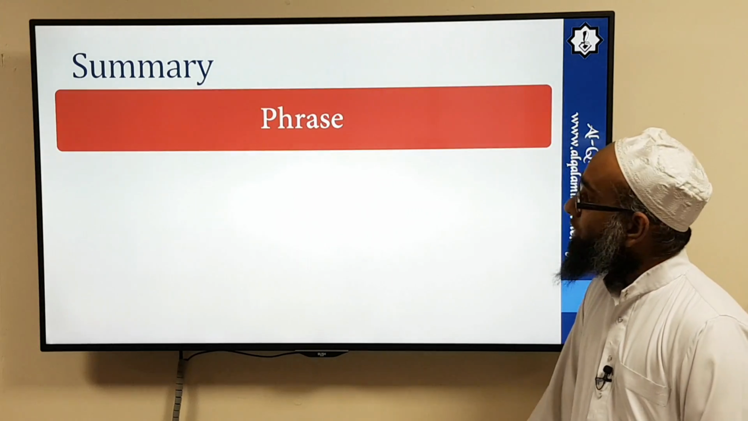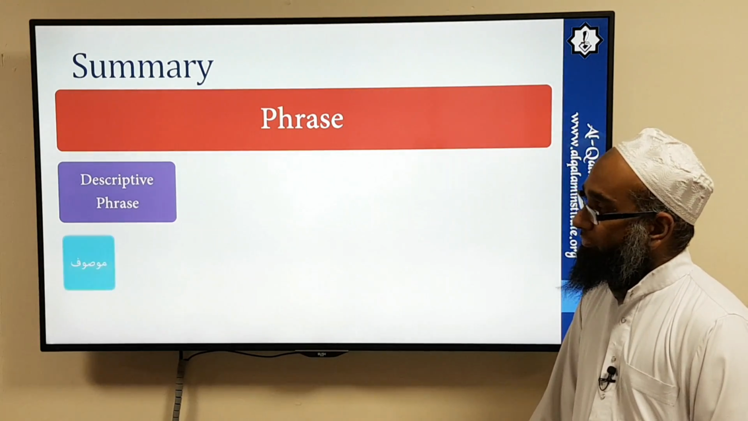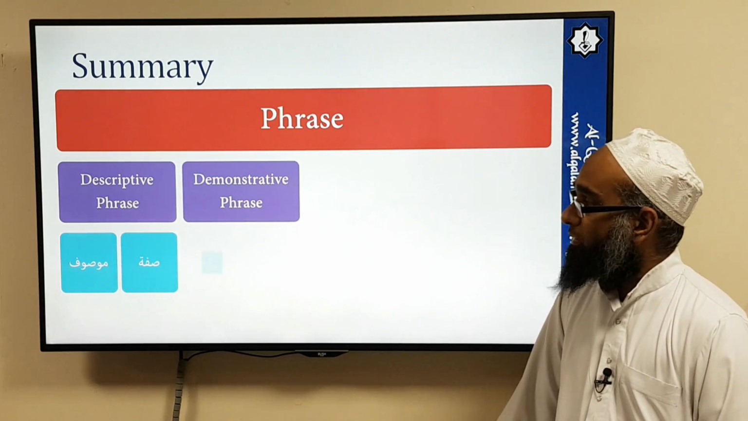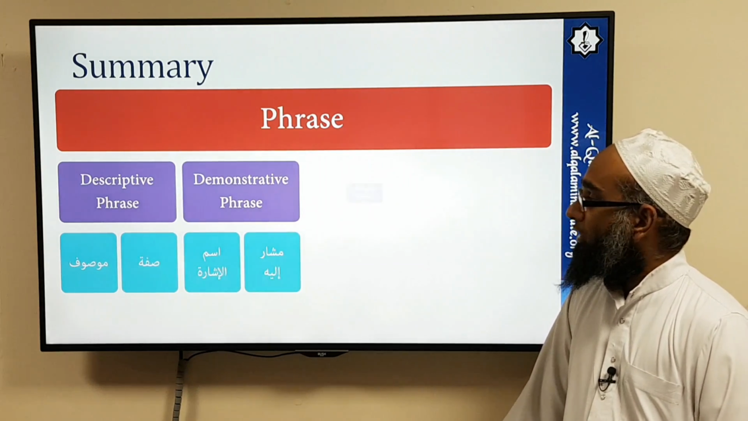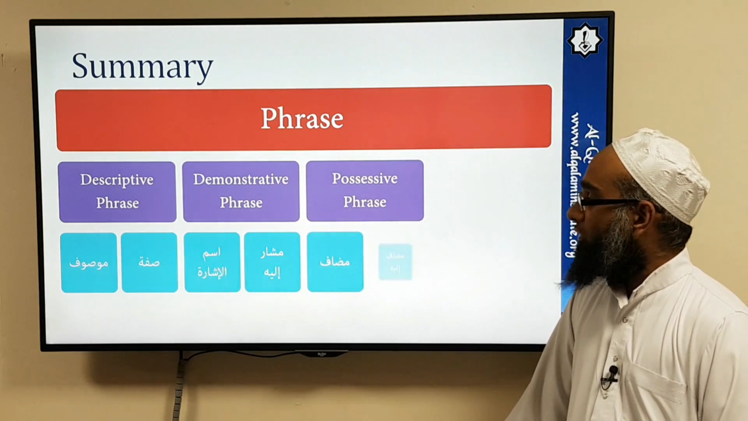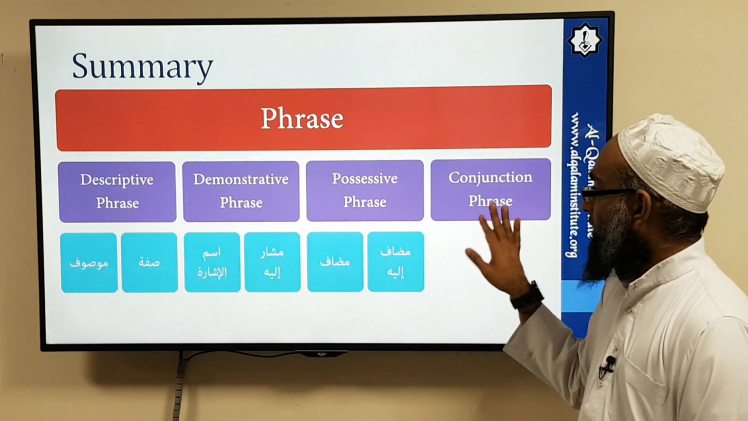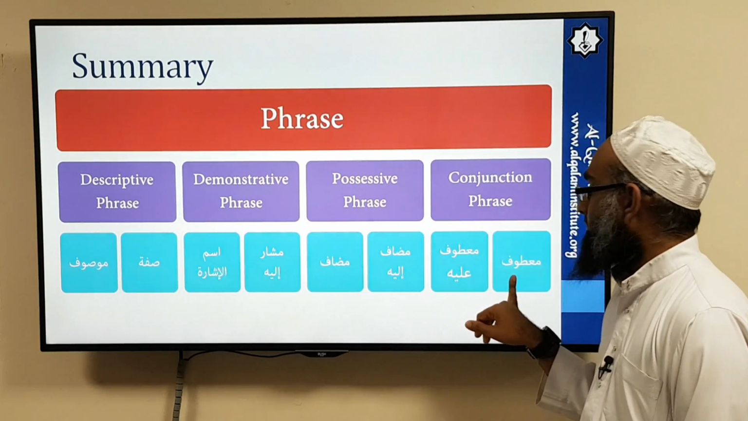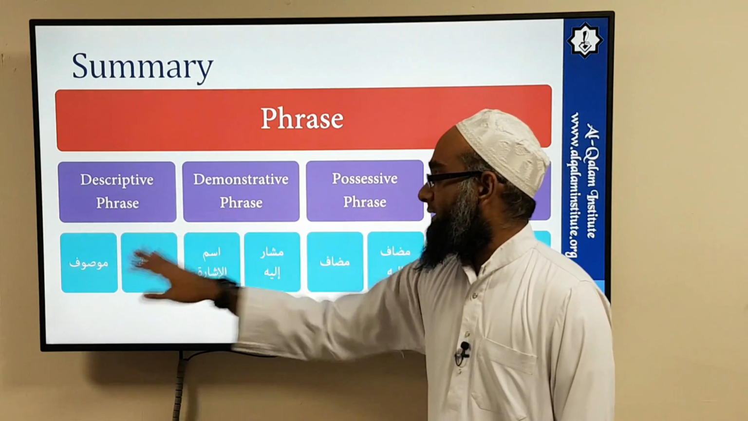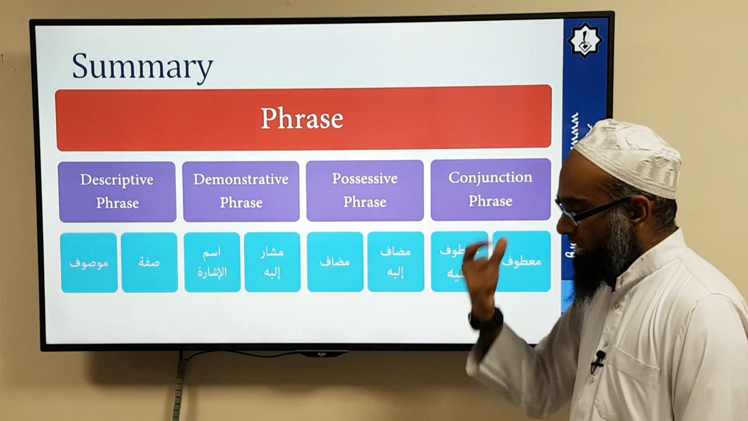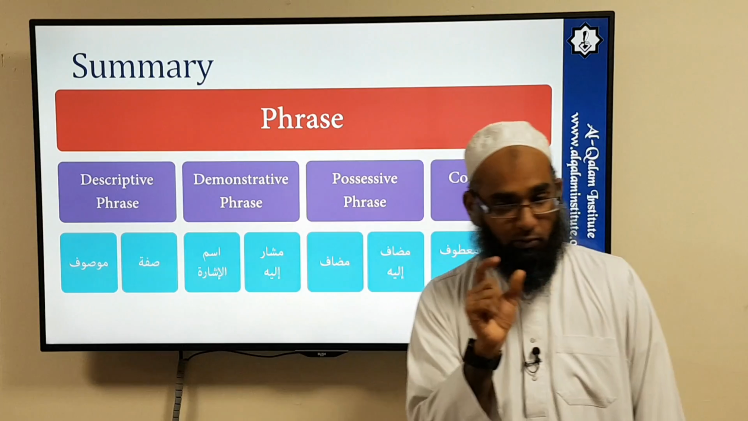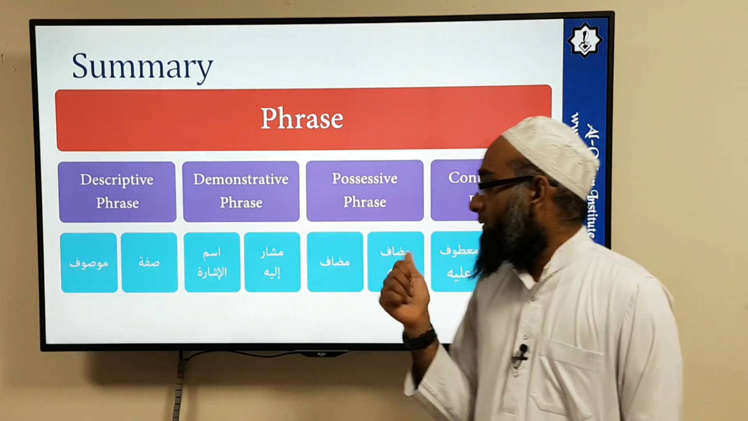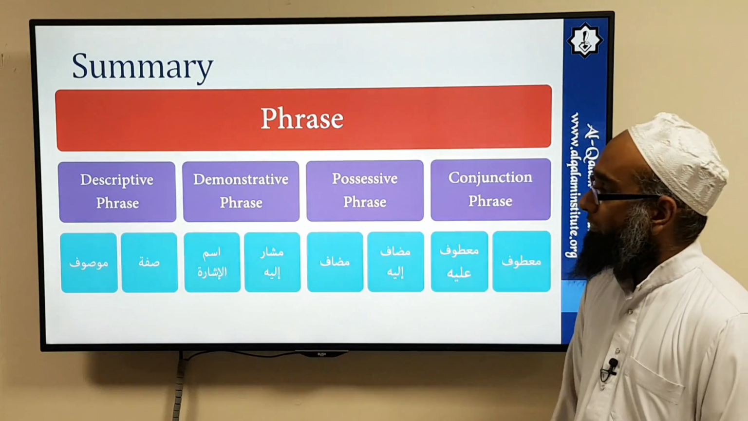Following? So a phrase can now be descriptive, mawsuf sifa, or demonstrative, which will be اسم الإشارة مشار إليه, or possessive, which will be mudaf and mudaf ilayh. And now the new one we have is conjunctive, which is going to be ma'tuf alayh and ma'tuf. So now we have 4 types, each broken into 2 parts, so 8 words: mawsuf sifa, ism al-ishara mushar ilay, mudaf ilay, ma'tuf alayh and ma'tuf.